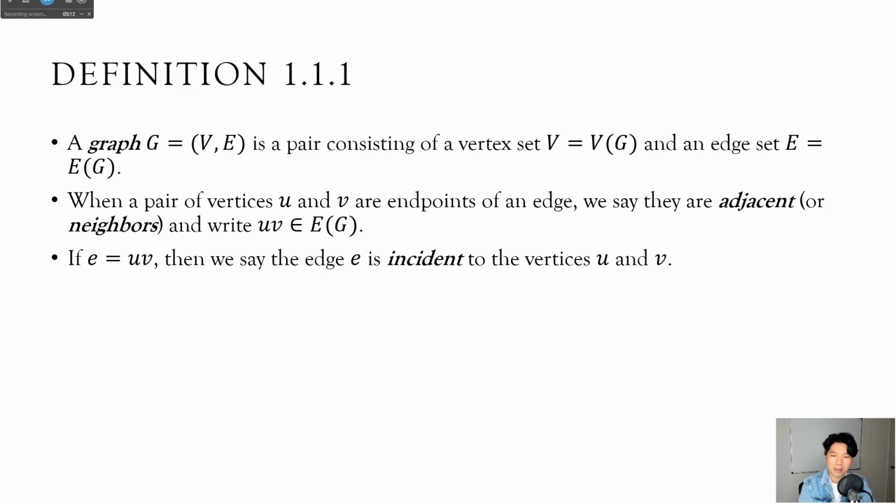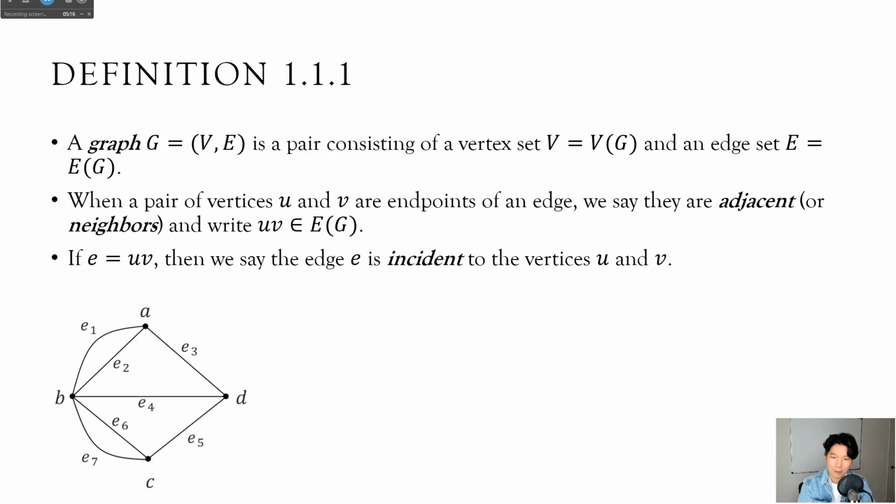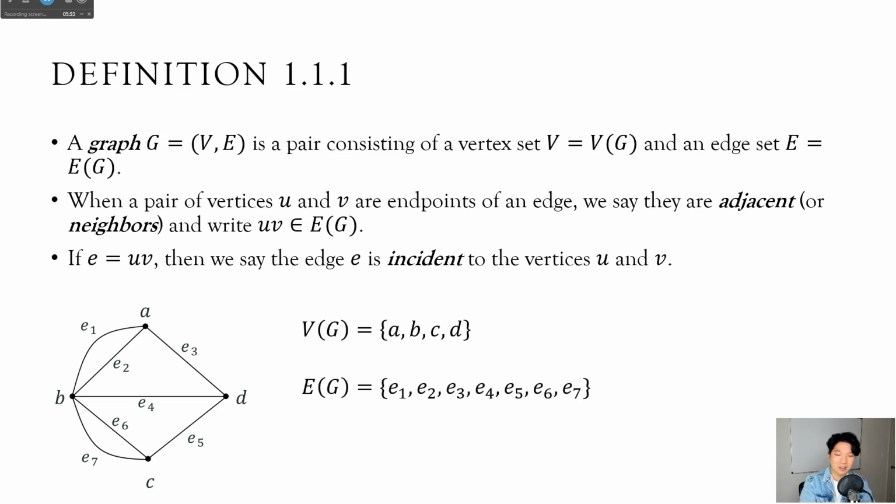So if I go ahead and pull up that same graph I had earlier, then for this graph, my vertex set V is the set of all labeled vertices, or in this case, A, B, C, and D. So I have my vertex set. And then my edge set is E1, E2, all the way up to E7. So I have my edge set. Again, this is how we formally define a graph.